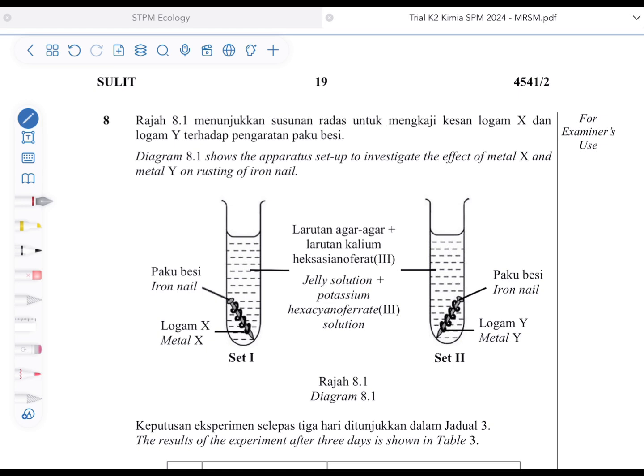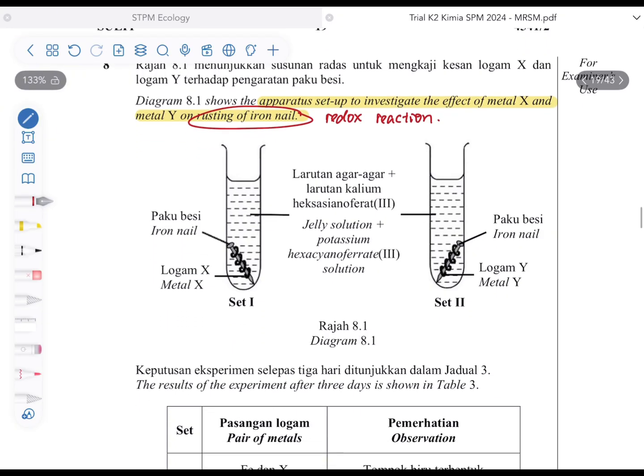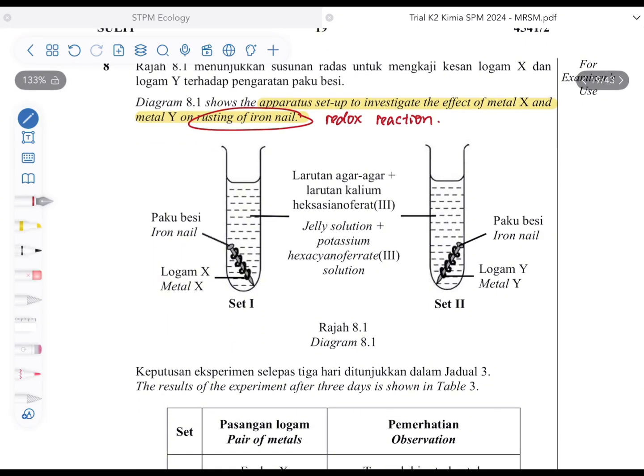For diagram 8.1, this is the apparatus setup that investigates the effects of metal X and metal Y on the rusting of the iron nail. You know that this is actually a redox reaction. Rusting of the iron nail is a redox reaction, and this is what it always likes to come out in your exam. So we have two sets of apparatus, set 1 and set 2.